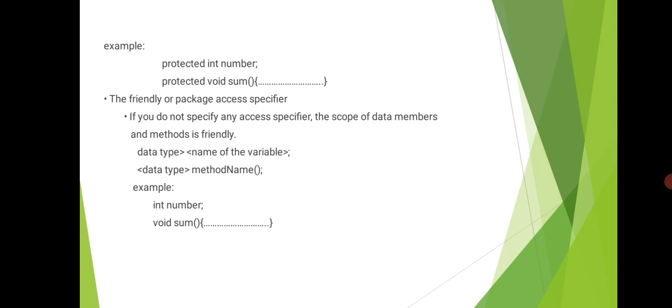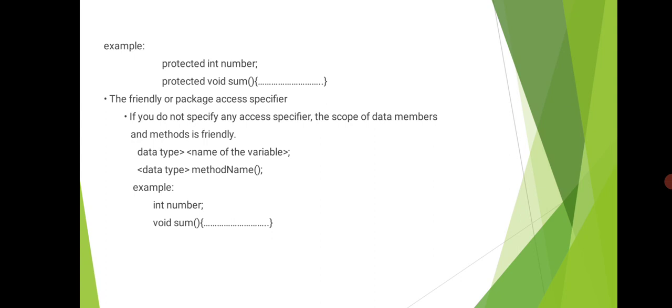If you do not specify any access specifier, ಅಲ್ಲಿ ಏನು access specifier ಹಾಕಿಲ್ಲ ಅಂದರೆ the scope of the data members and the method is friendly. Friendly is not a keyword. So ಏನು ಹಾಕಿಲ್ಲ ಅಂದರೆ friendly, that is default ಅಲ್ಲಿ ಇರುತ್ತೆ ಅಂತ. So it is not a keyword. We will not mention friendly anywhere in our program. Just data type variable name, data type method name ಕೊಟ್ಟರೆ that is in a friendly mode ಅಂತ ಹೇಳಿ.